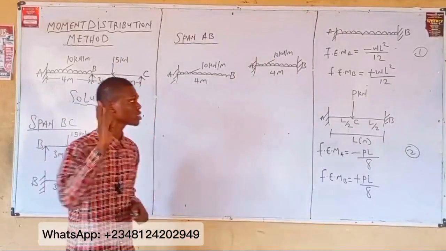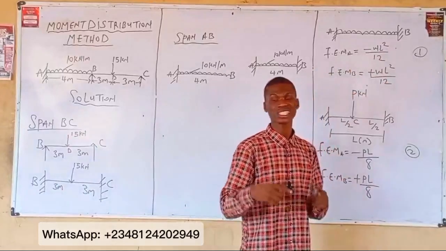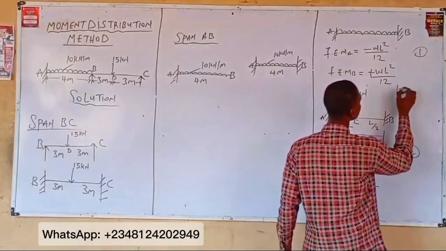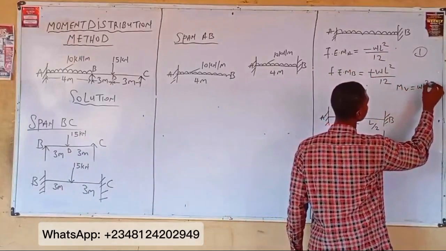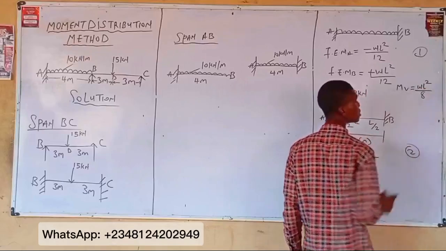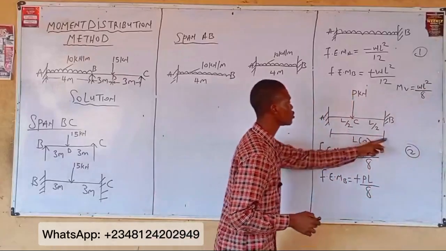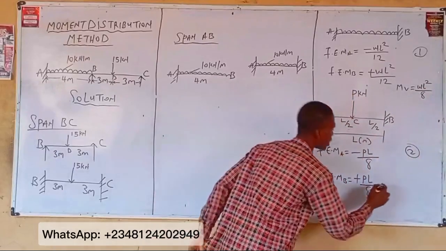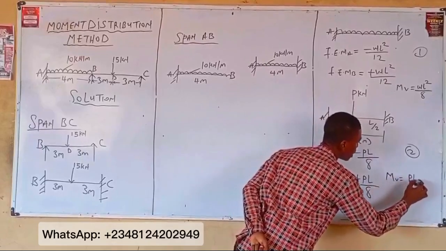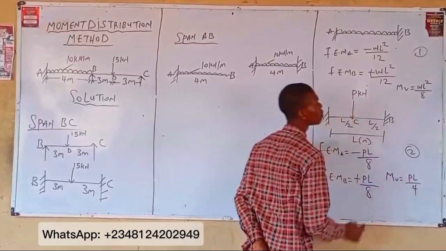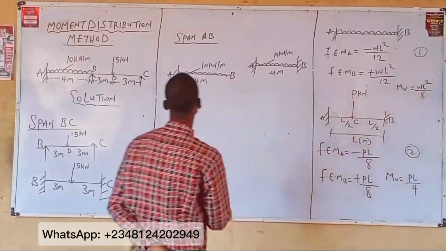Also take note that for this type of fixed beam, the moment due to vertical loading is given as WL square over 8. For a beam of this nature, with a point load, the vertical moment is given as PL over 4.